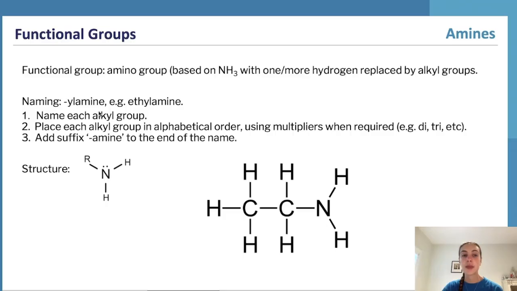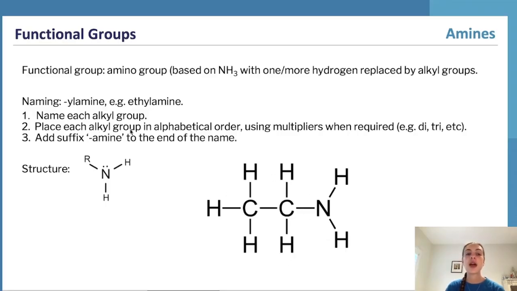So there are particular steps that need to be followed in order to name these, because they can go many different ways depending on how many of the hydrogens are replaced with R groups. So the first thing we need to do is name each alkyl group. So for example, in ethylamine, we've only got one alkyl group, so we just name it as ethyl.